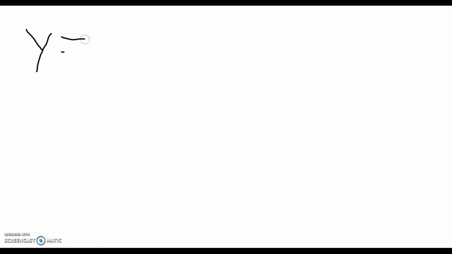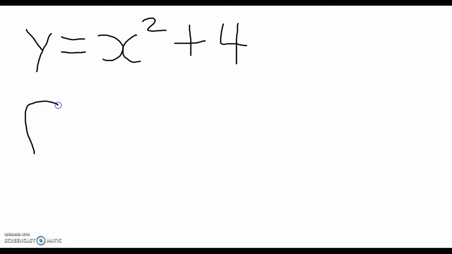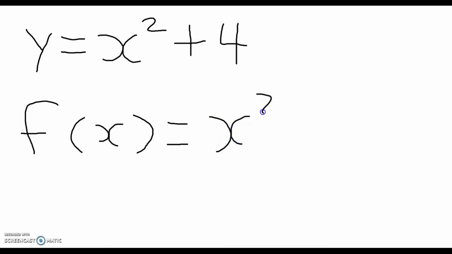Okay, now that we've covered that f of x is not f multiplied by x, let's do an example of how we would use function notation. So here on the screen, I've written out a simple equation of a parabola, y equals x squared plus 4. And now I'm writing it out using function notation, which is f of x equals x squared plus 4. We can see that these two equations are the same, except the bottom one is written with function notation.